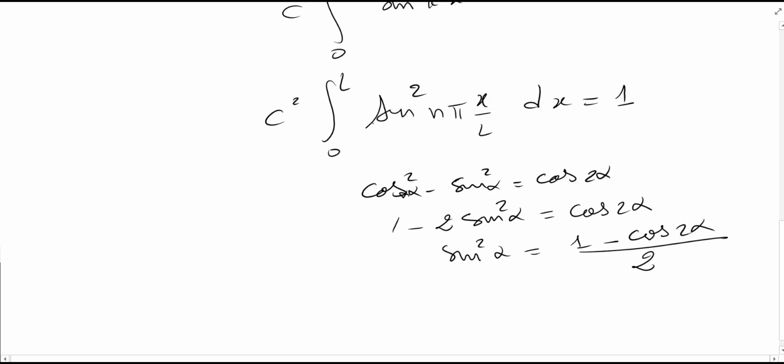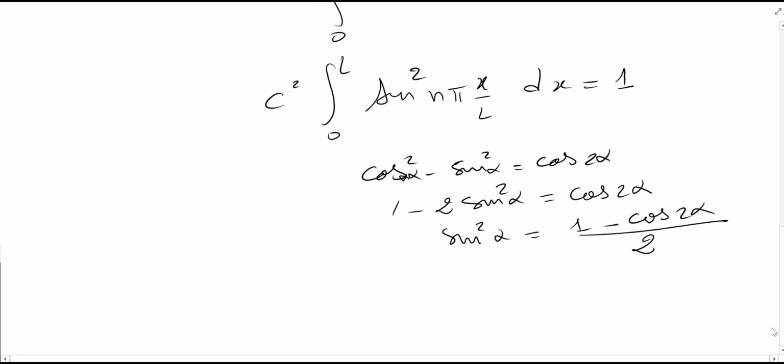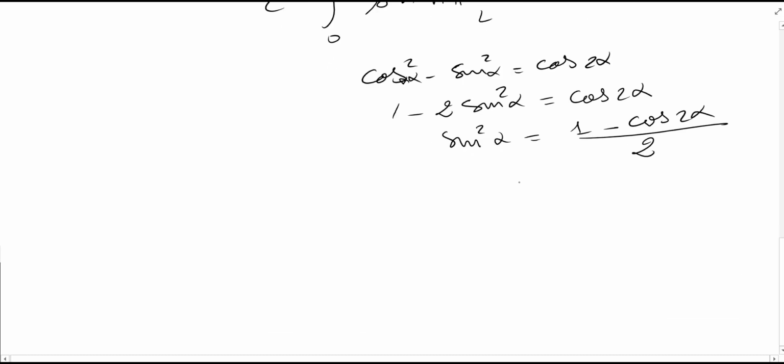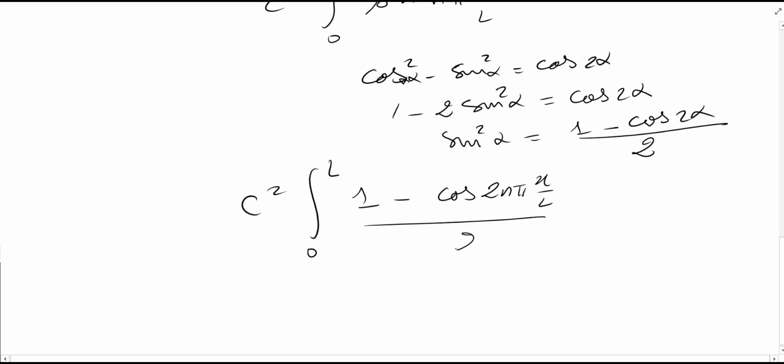So I'm going to sub that expression in there so that we can integrate. So what we have in this case is c squared, the integral from 0 to L of (1 minus cosine of 2n pi x over L) divided by 2 integrated over dx, equal to 1. I know we did this expression a lot of times.